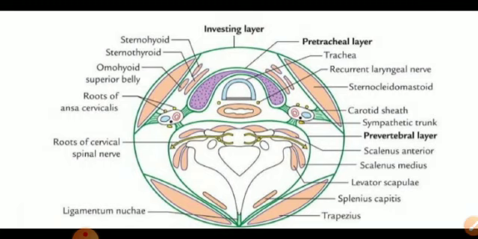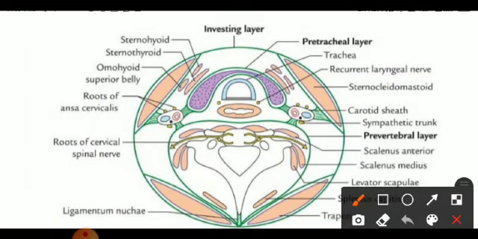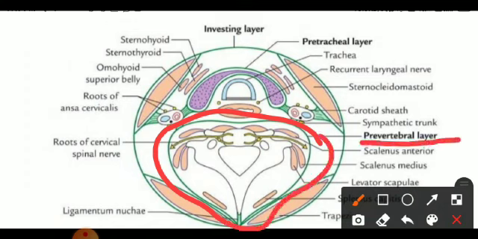Let's talk about the question asked in AIIMS about the deepest layer of cervical fascia. As you all know, the deepest layer of cervical fascia is the prevertebral layer. The answer is very easy.